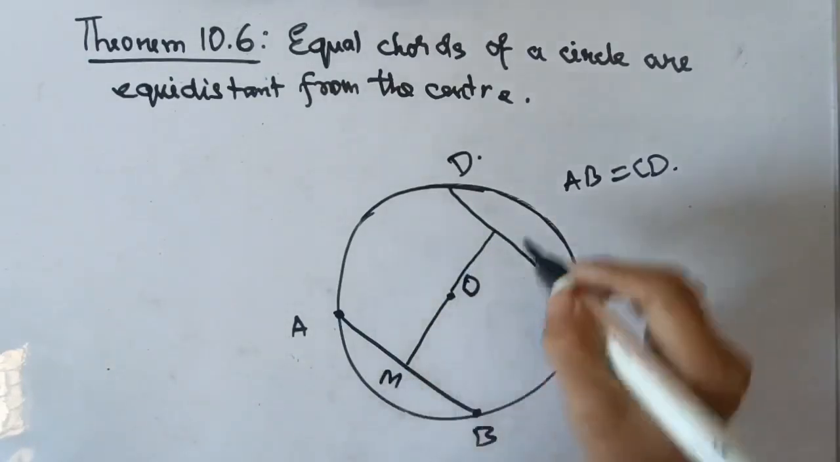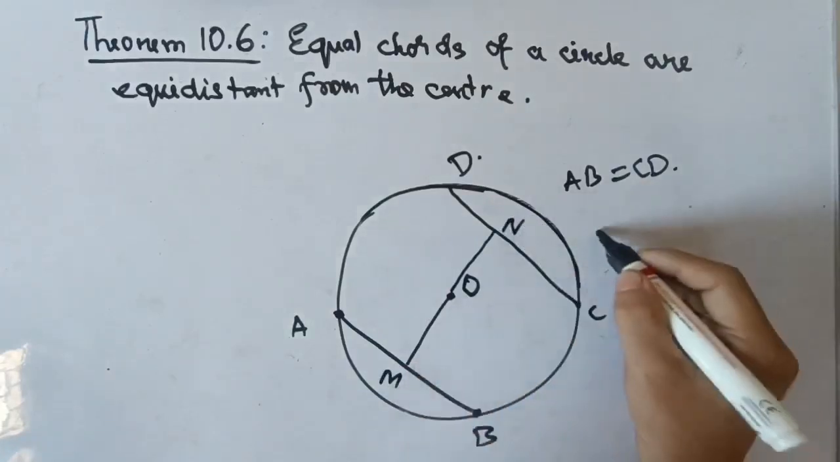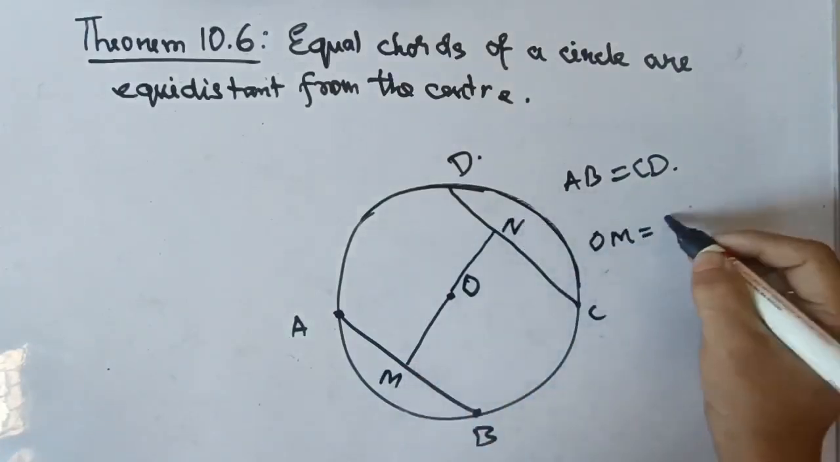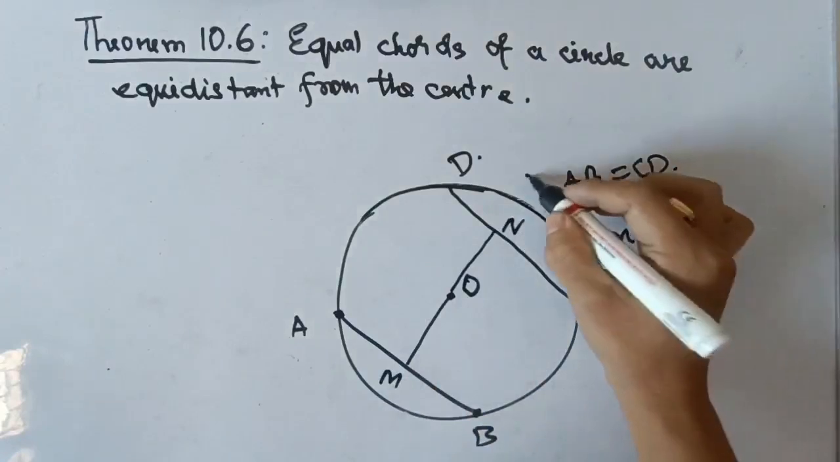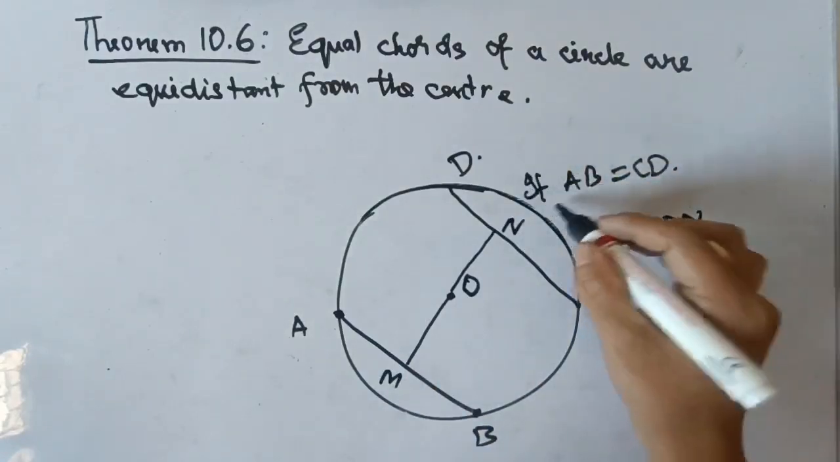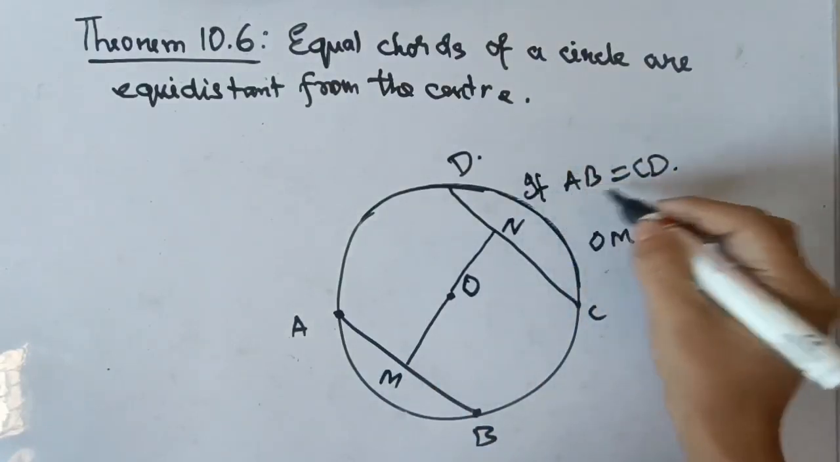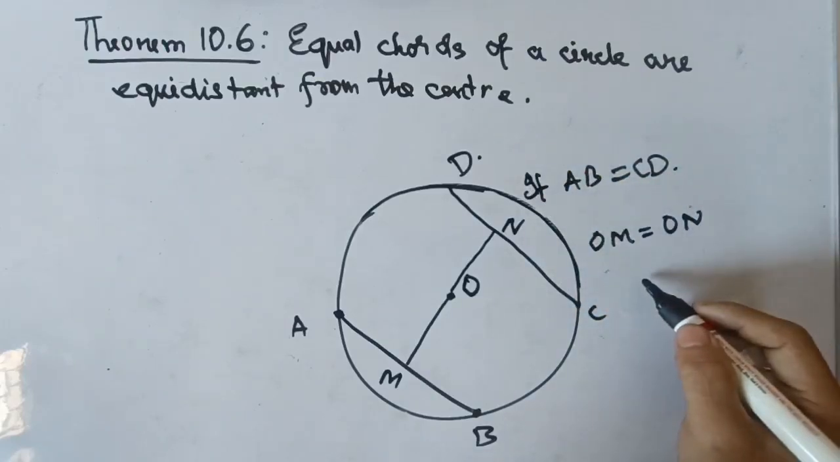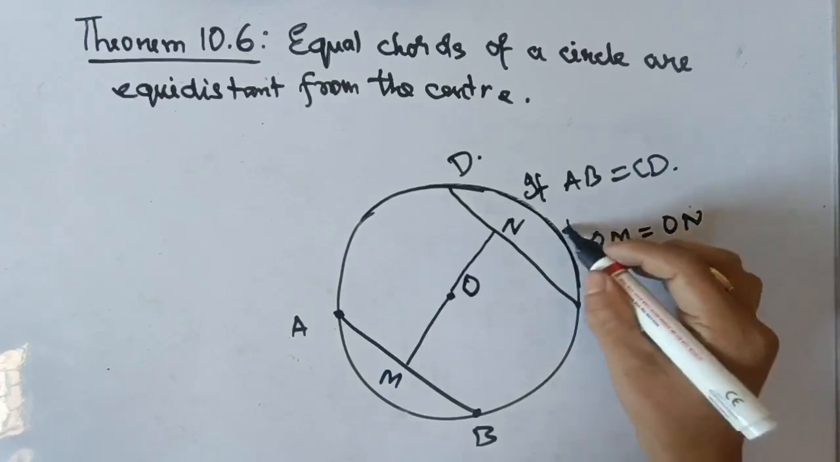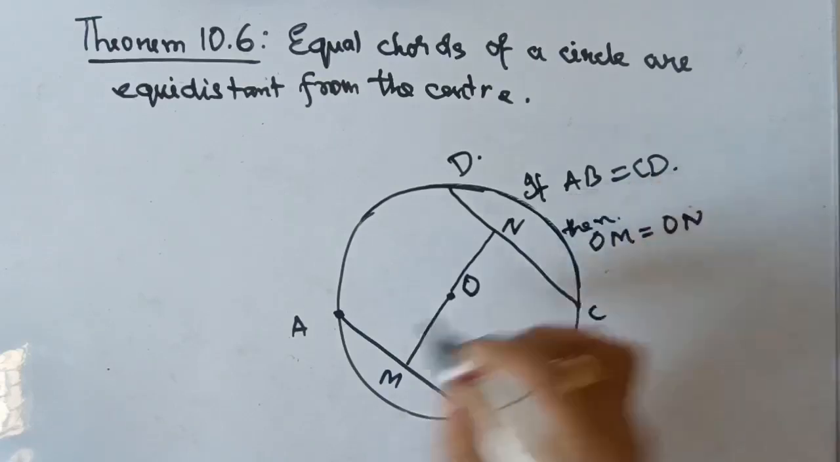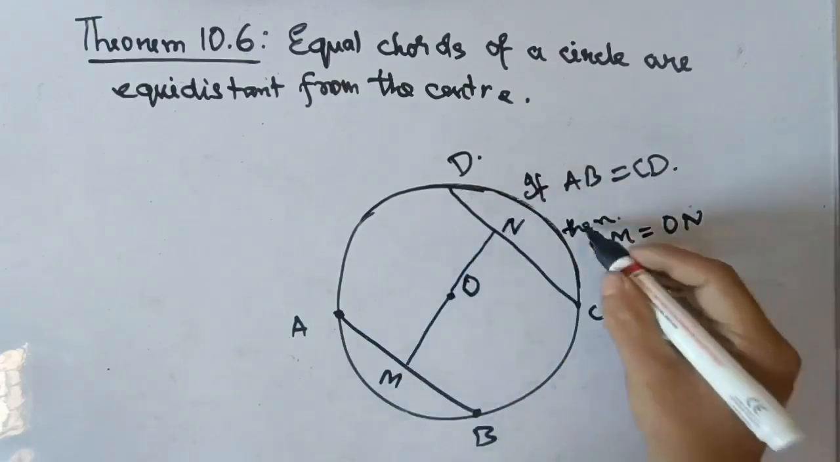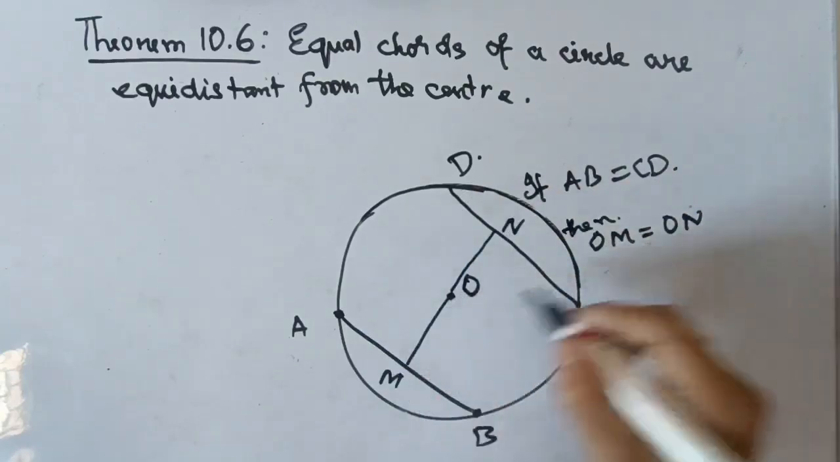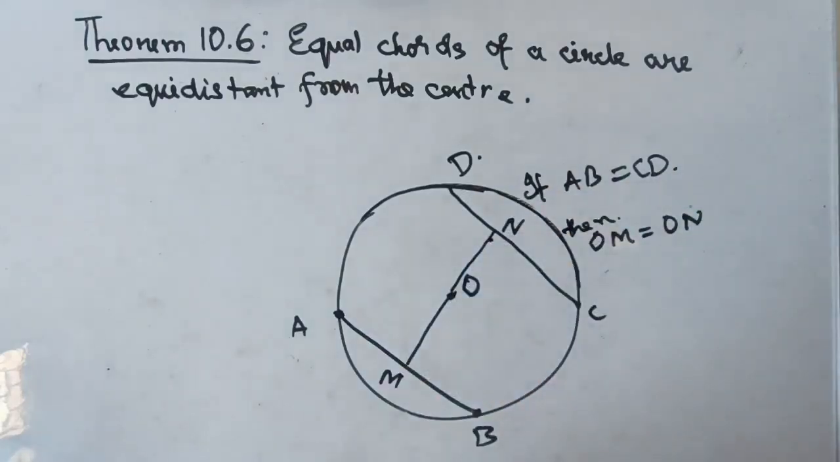So OM will also be equal to ON. So if the two chords AB and CD are equal in length, then they are equidistant from the center. So if AB is equal to CD, then OM is equal to ON. That is, the two chords are equidistant from the center.